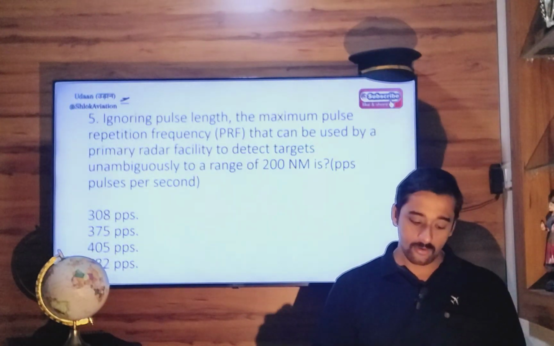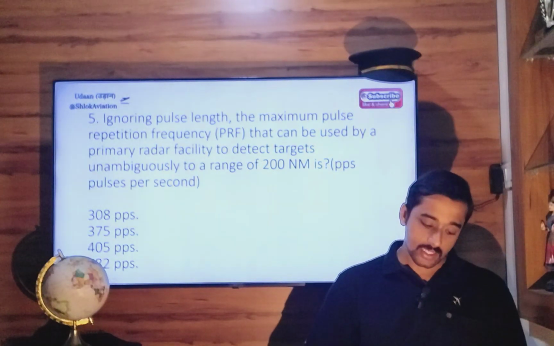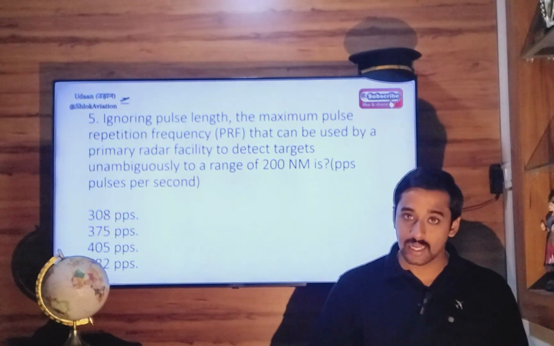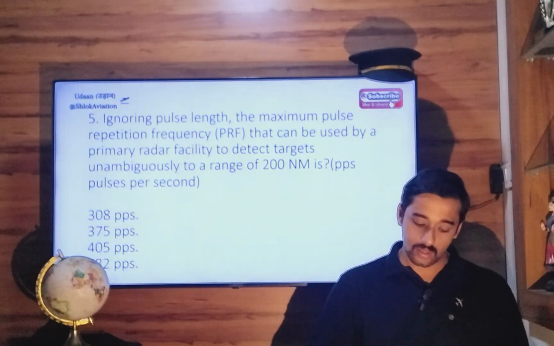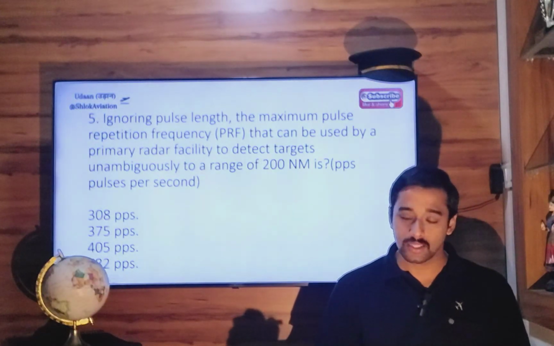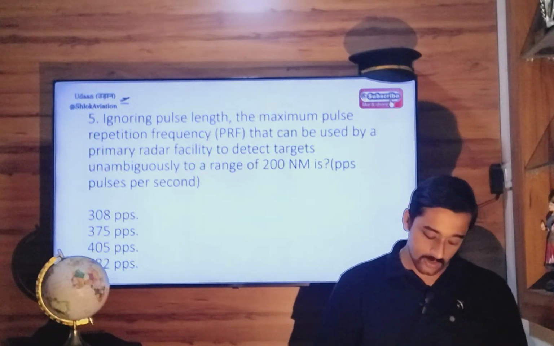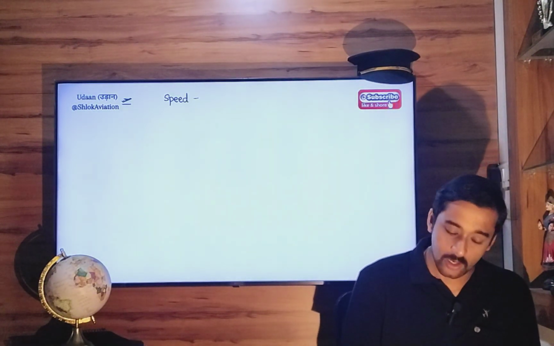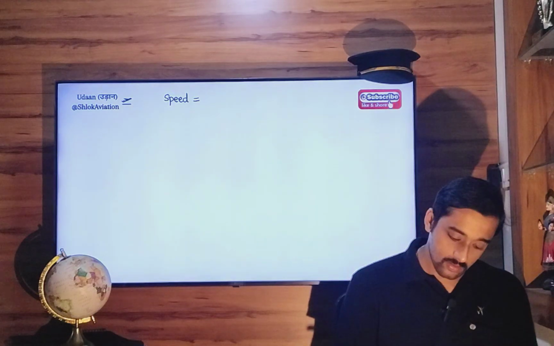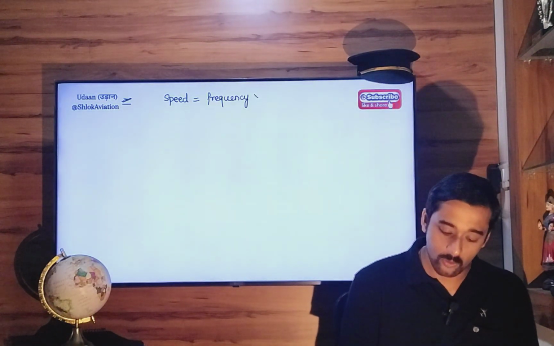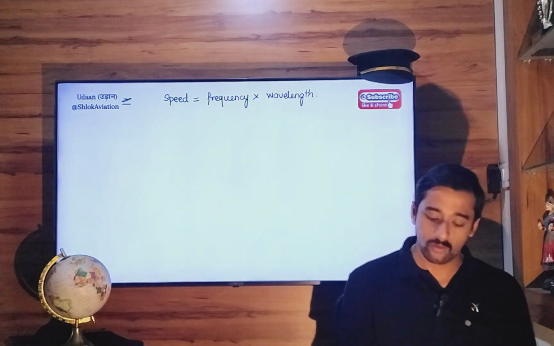Next, question number 5. Ignoring pulse length, the maximum pulse repetition frequency that can be used by a primary radar facility to detect targets unambiguously without confusion to a range of 200 nautical miles is how much? So there is a formula. We all know that speed in case of radio wave, or speed of light, is equal to frequency into wavelength, right?